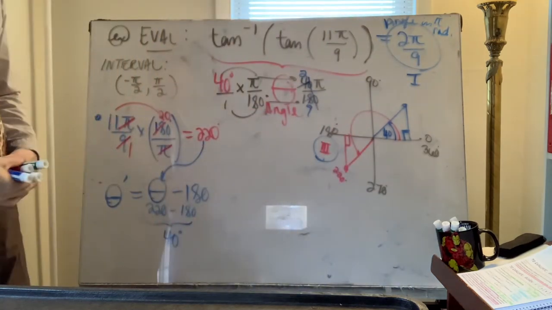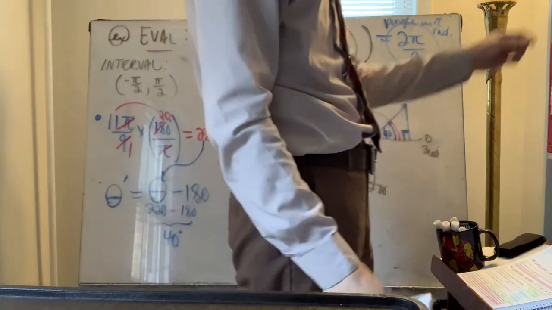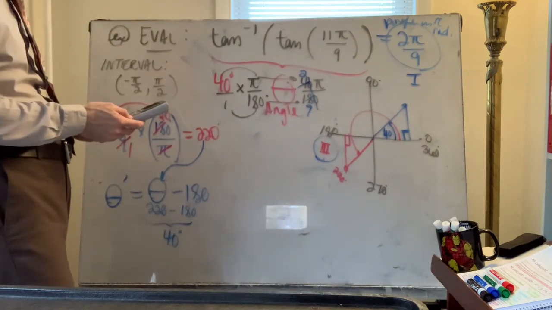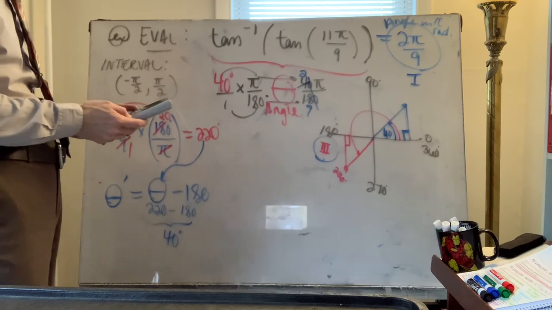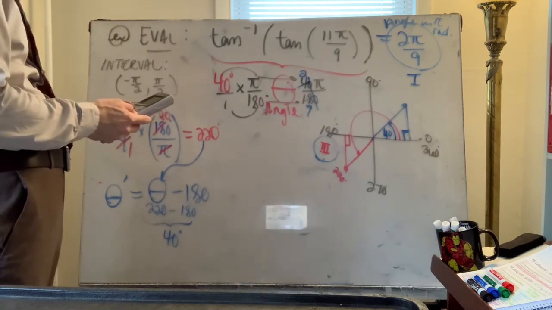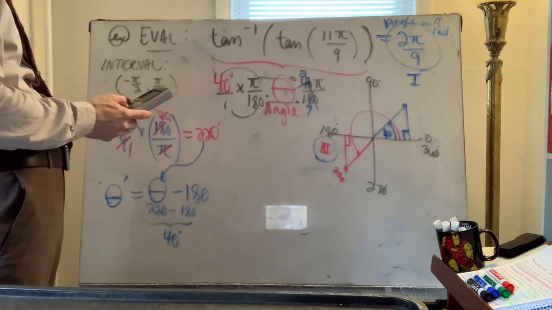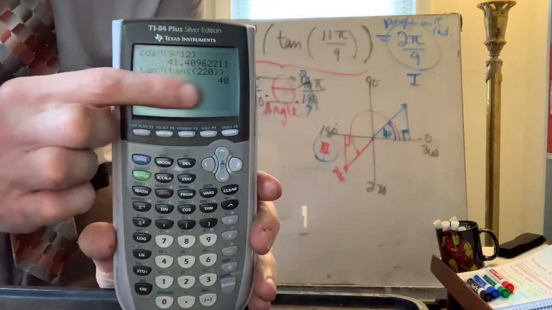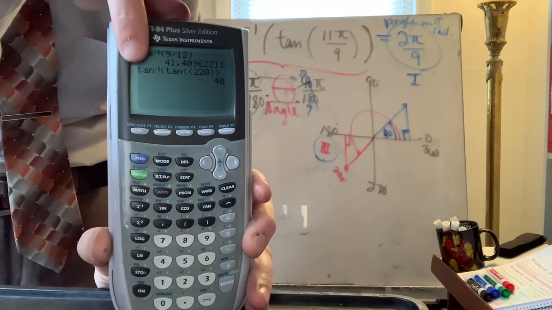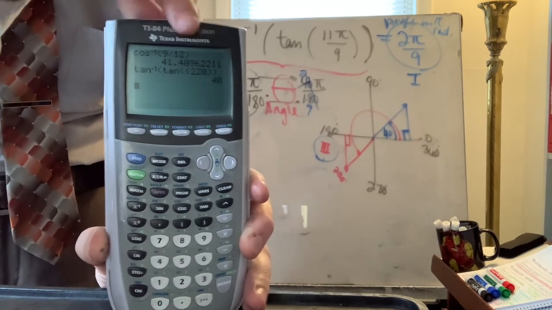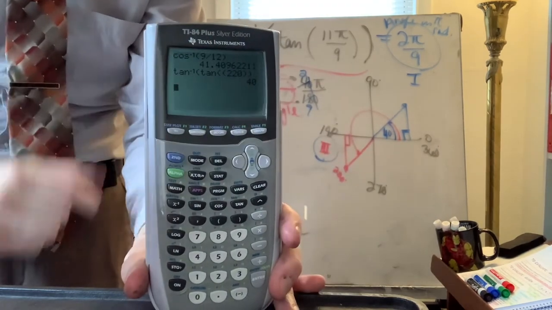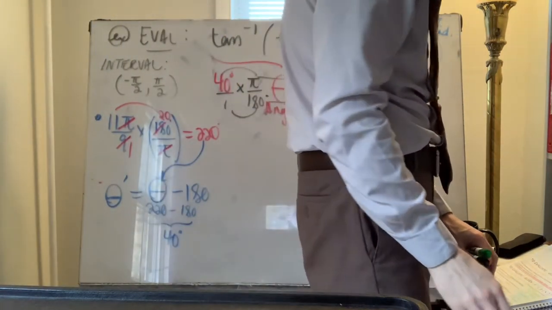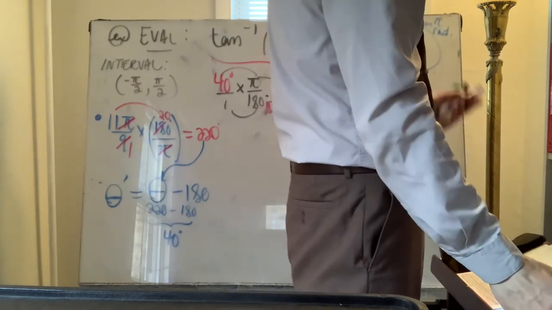If you wanted the decimal equivalent, just to verify with your calculator, I'll show you. There you go. Here's the verify in degrees. If you had entered this with your calculator, an inverse tangent of the tangent of 220, as it was in degree form, here is what it would be, the equivalent 40. In the acceptable range. Or 2 pi over 9, I'm sorry.